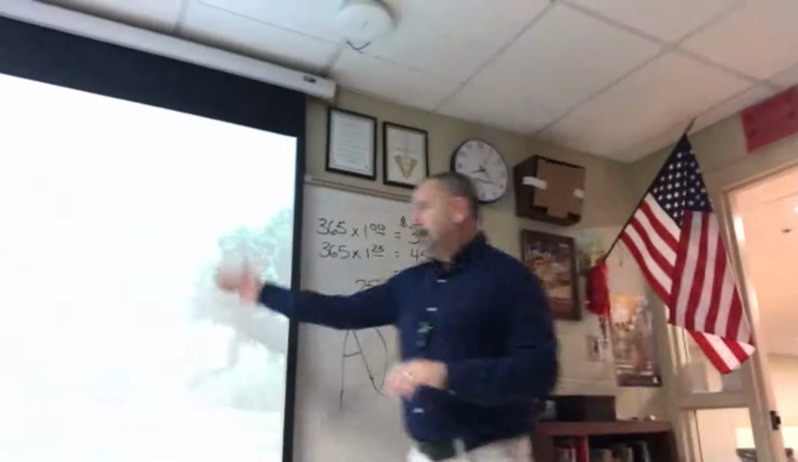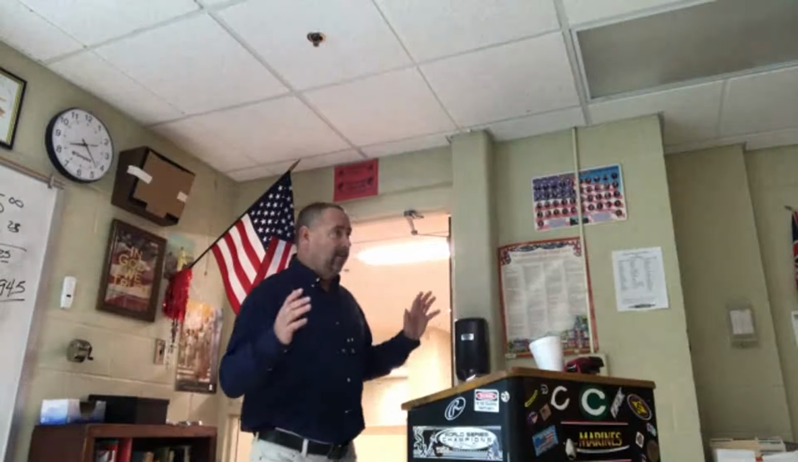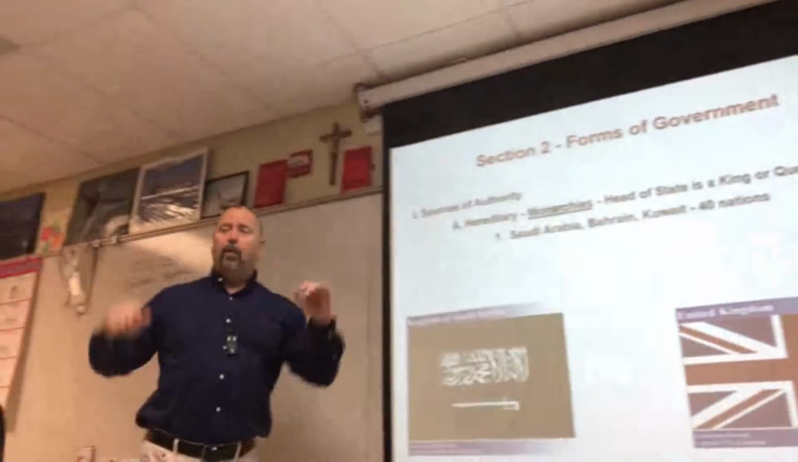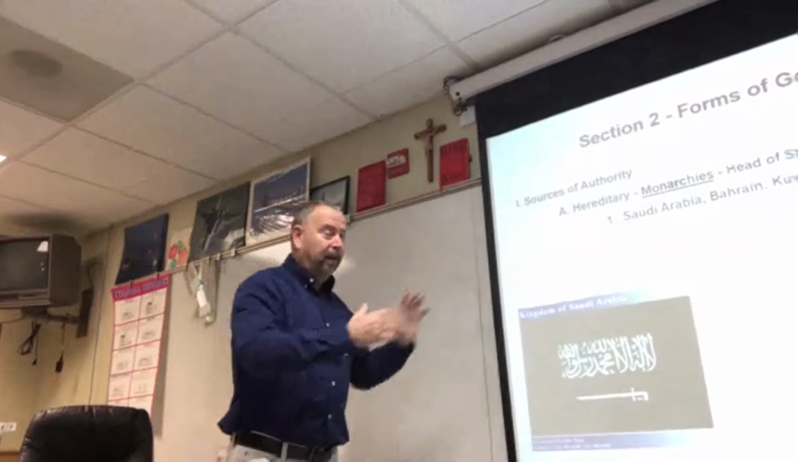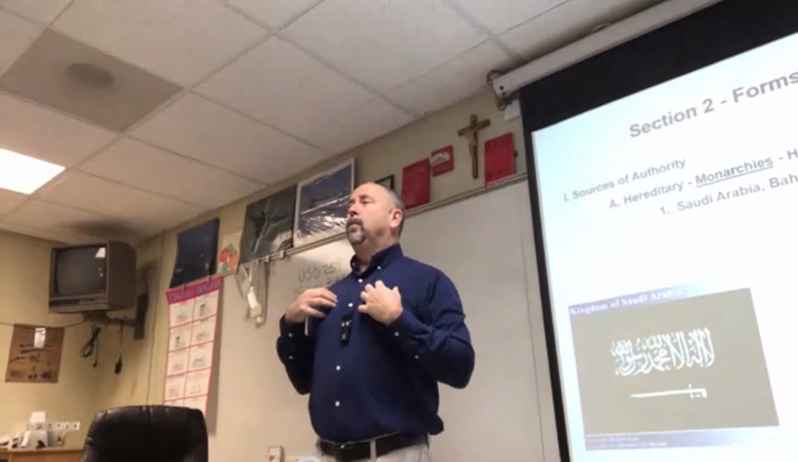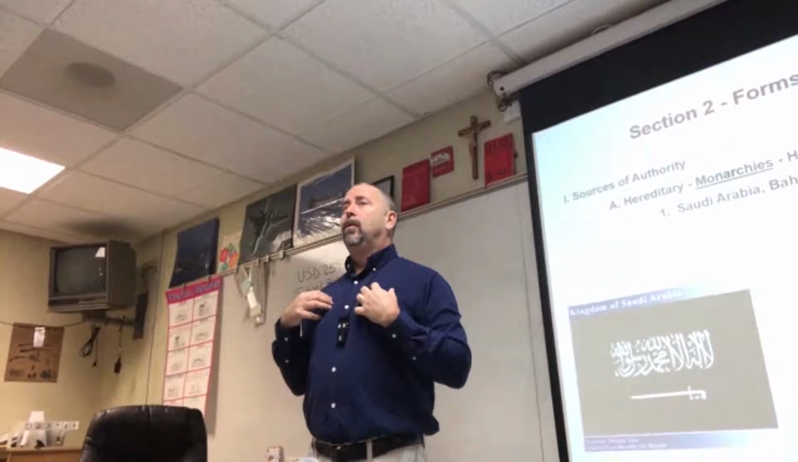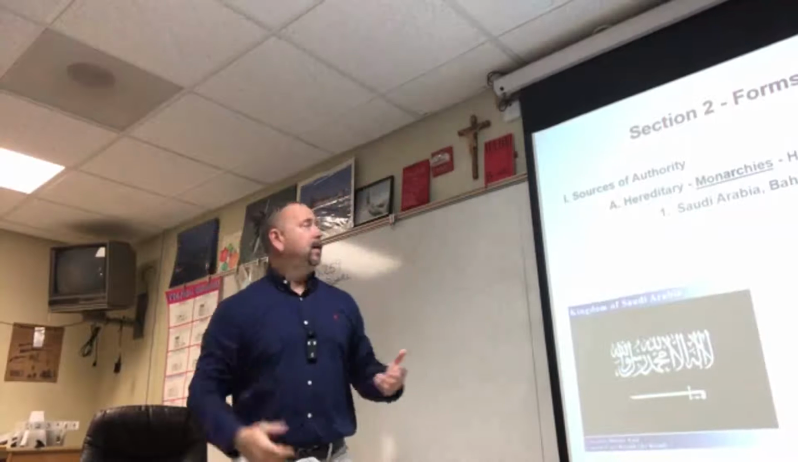All right, so five functions of government. This gets a little more complicated, not too much, but a little more. So, sources of authority. Where does the government get its power? We talked a little bit about this yesterday. Our government gets its power from who? From the people. We give them their power.